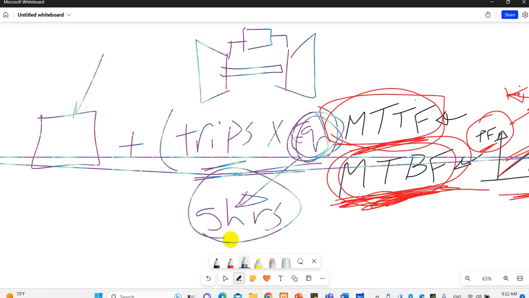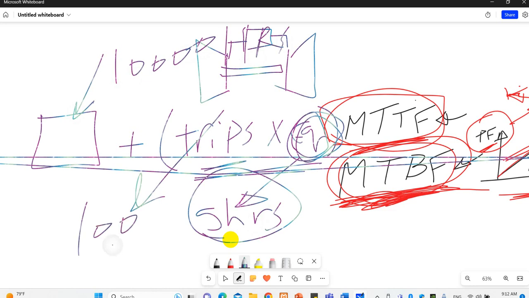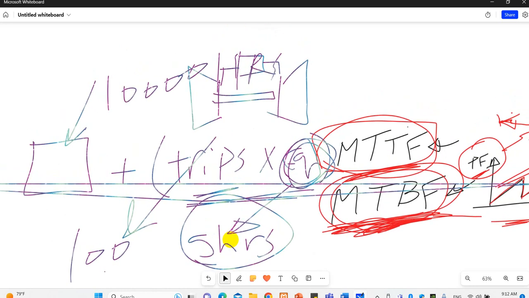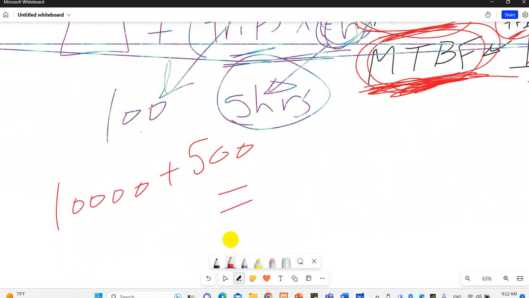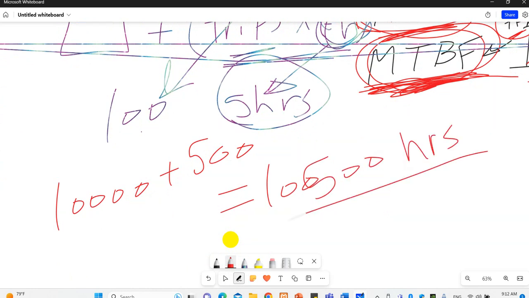Then you found, for example, 10,000 running hours plus 100 trips. 100 trips times 5 equals 500 running hours, plus 10,000 equals 10,500 running hours. Then the running hours right now is 10,500. But the counter shows you the running hours is 10,000 only.